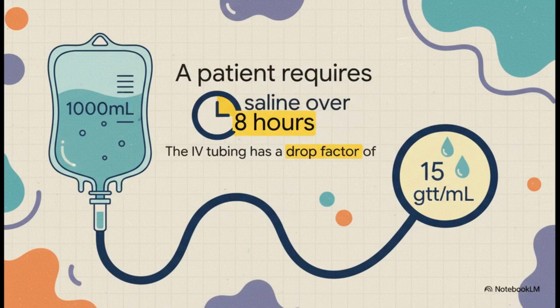The order is to infuse a whole liter of saline, that's 1,000 milliliters, over an 8-hour shift. Now besides the volume and time, the other key piece of information here is the drop factor of the tubing itself. In this case, it's 15 drops per milliliter, or GTT/ml. Our job is to figure out just how fast that IV needs to be dripping.